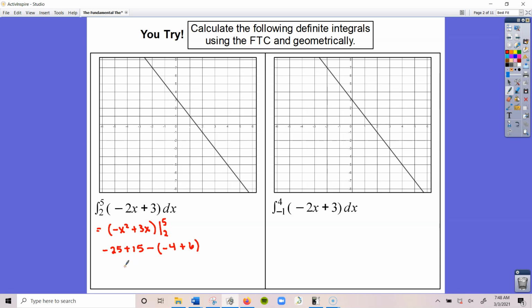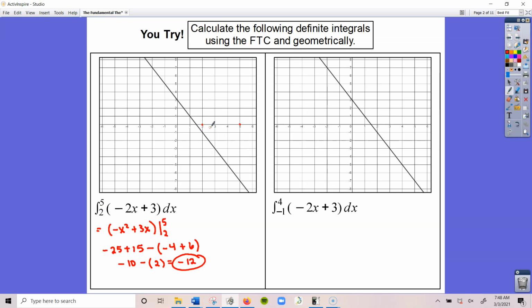Negative 25 plus 15 is negative 10. Minus negative 4 plus 6 is 2. And negative 10 minus 2 is negative 12. Now you're probably wondering how we get a negative area. Now when we look at the geometry equation, you'll see why. So we're evaluating from 2 to 5.